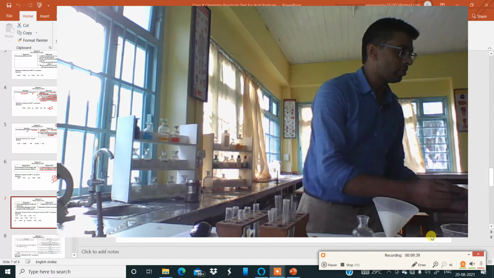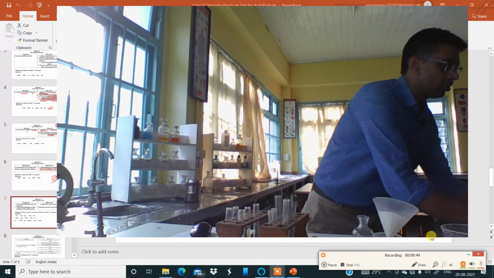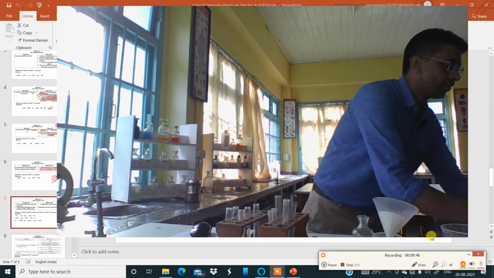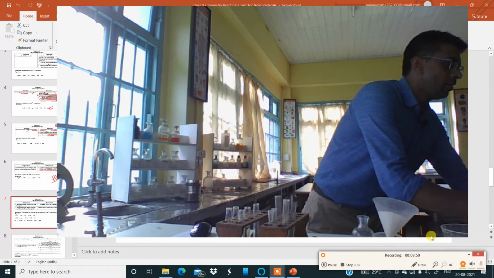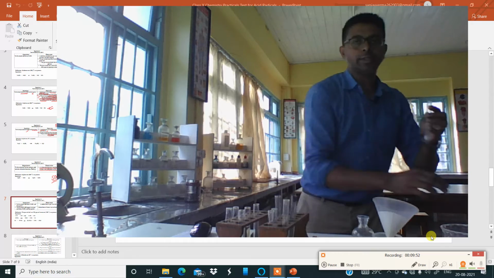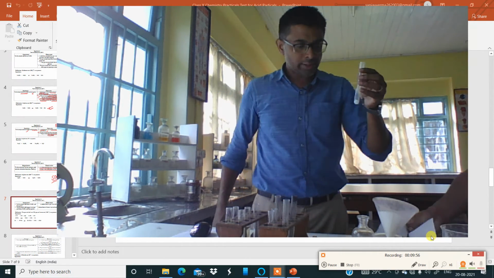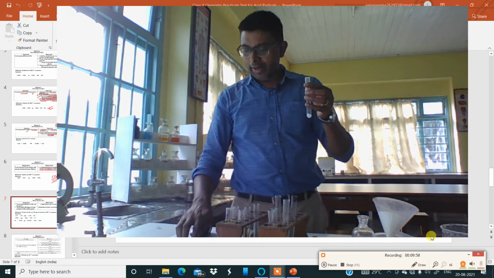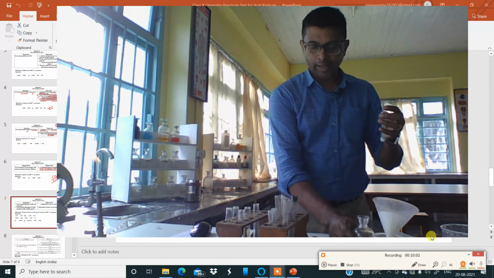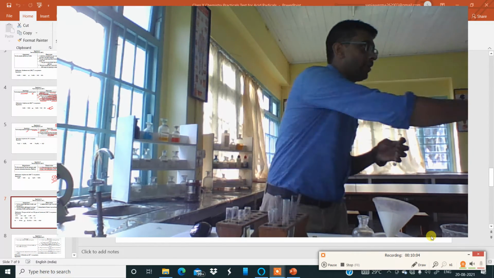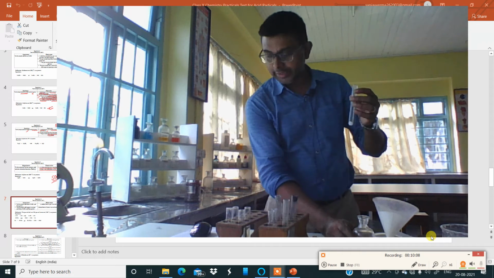I will take the chloride salt sample in a test tube first. To this chloride salt sample which I have taken, this is sodium chloride salt sample, I will add concentrated sulfuric acid and heat first.